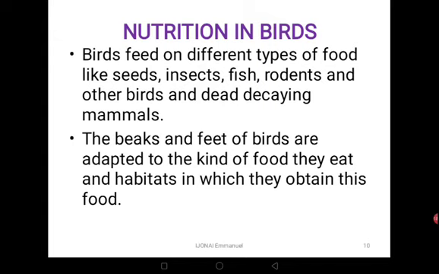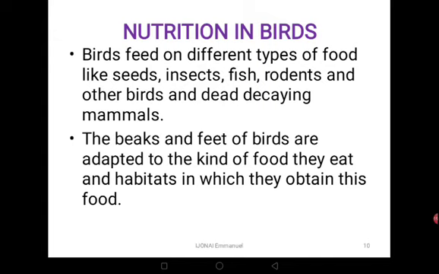So the beaks and the feet of the birds are adapted to the kinds of food they eat, and the habits in which they obtain this food. For them to feed on this food, there must be an adaptation within their bodies that enables them to capture this food and feed on it. For example, those that feed on fruits or on flesh have beaks that are different depending on what they feed on. And even their toes and their feet are different. We are going to look at each one of them.